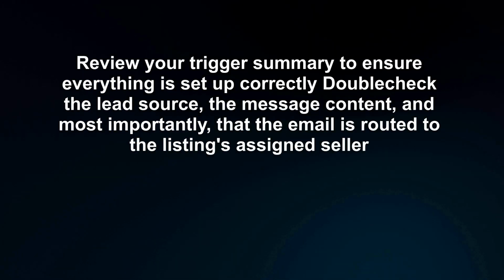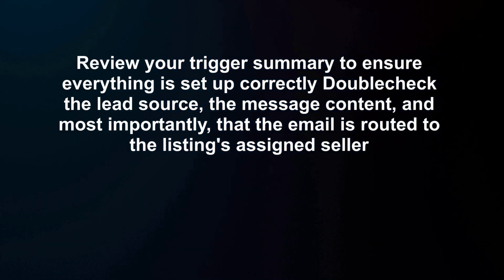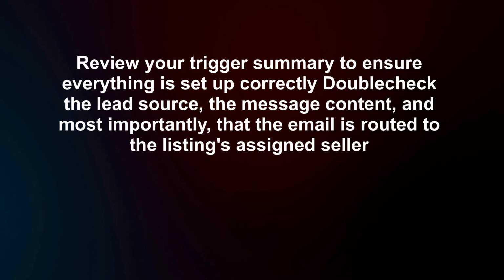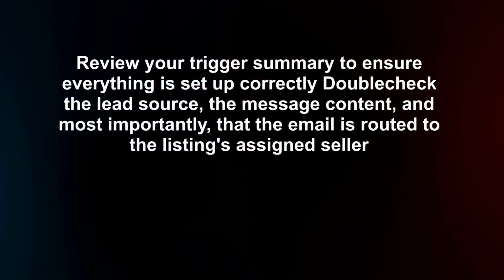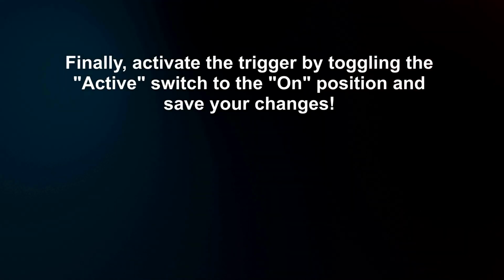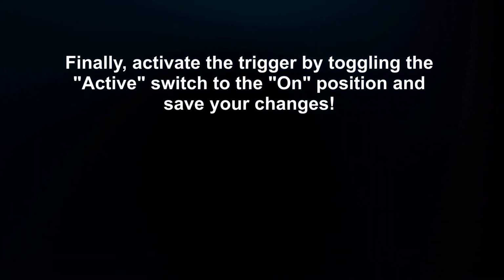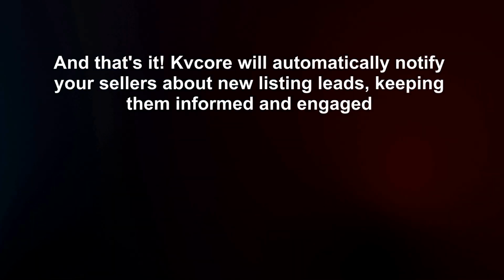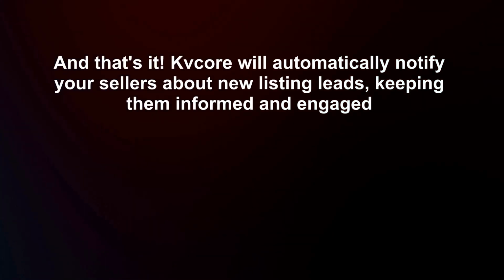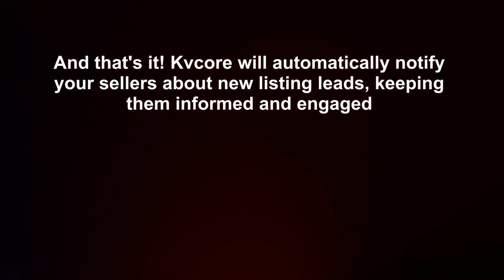Review your trigger summary to ensure everything is set up correctly. Double-check the lead source, the message content, and most importantly, that the email is routed to the listing's assigned seller. Finally, activate the trigger by toggling the active switch to the on position and save your changes. And that's it. kvCORE will automatically notify your sellers about new listing leads, keeping them informed and engaged.